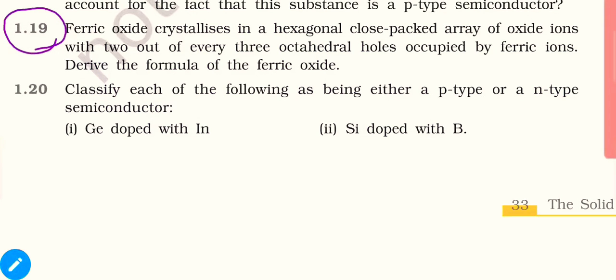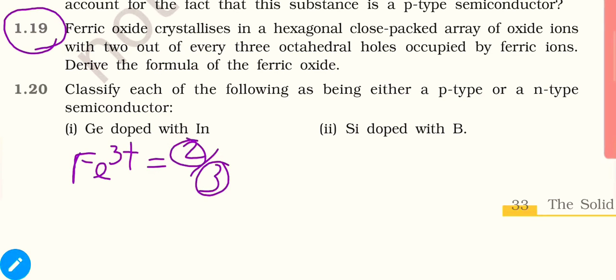Next, example 1.19: ferric oxide crystallizes in a hexagonal close packed array of oxide ions with 2 out of every 3 octahedral voids (holes) occupied by ferric ions. Derive the formula of ferric oxide. So in this numerical, the occupied fraction of octahedral voids by ferric ion is equal to 2 by 3. Out of 3, 2 are occupied. So as mentioned earlier, we will consider close packed particles equal to the denominator.